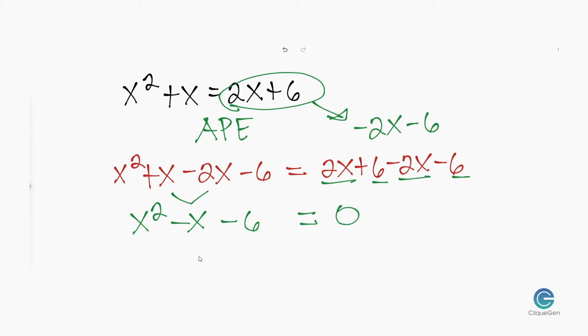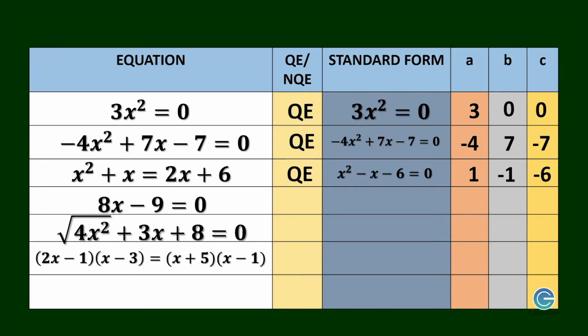Finally, the standard form of the equation is x squared minus x minus 6 equals 0, where a equals 1, b equals negative 1, and c equals negative 6. Next example is 8x minus 9 equals 0. Obviously, it is not a quadratic equation since there is no quadratic term.